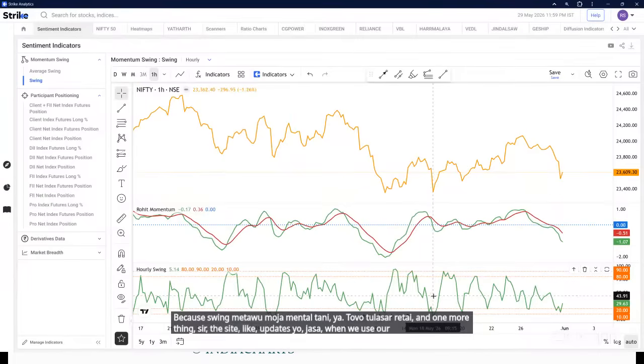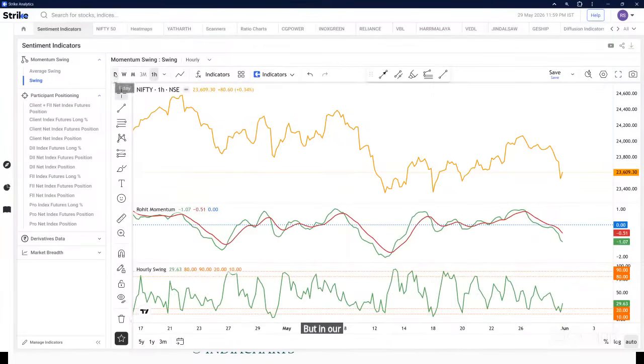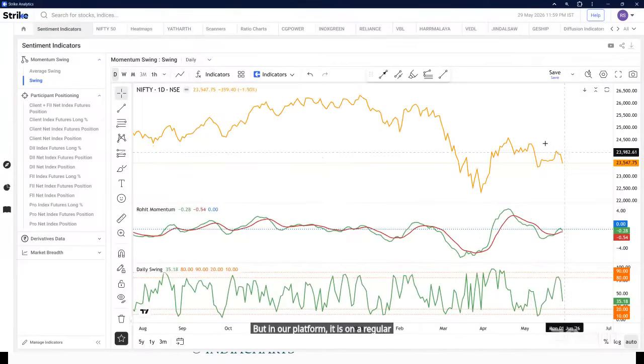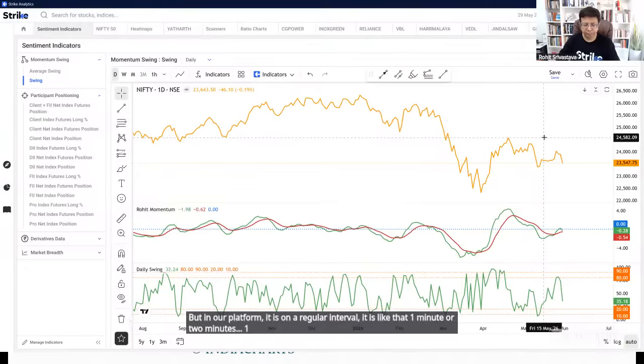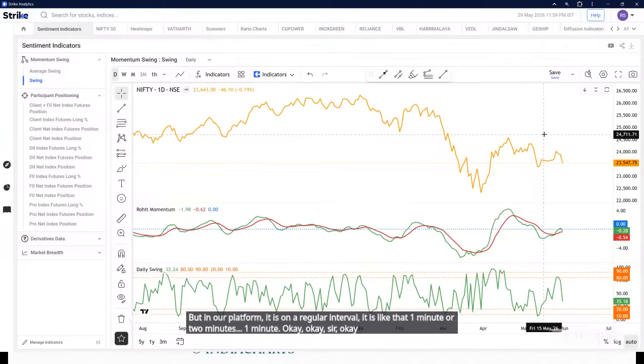And one more thing, sir, the site update. When we use a broker trading application, the ticking is very fast. But in our platform, it is on a regular interval. It is like 1 minute, one or two minutes. 1 minute. Okay, okay, sir. Okay, thank you.